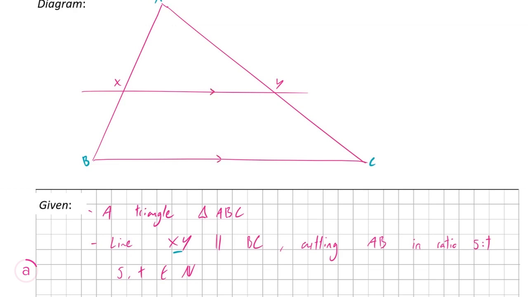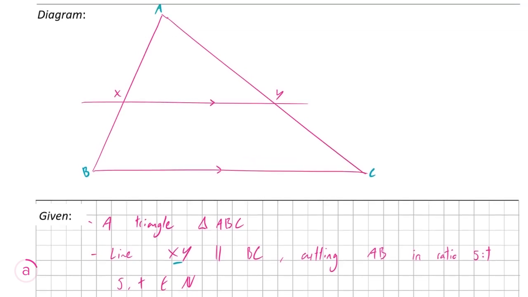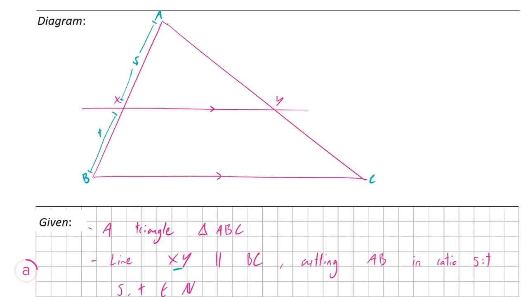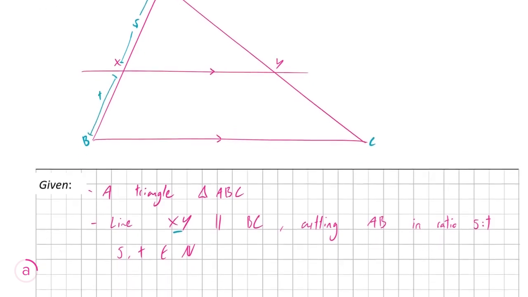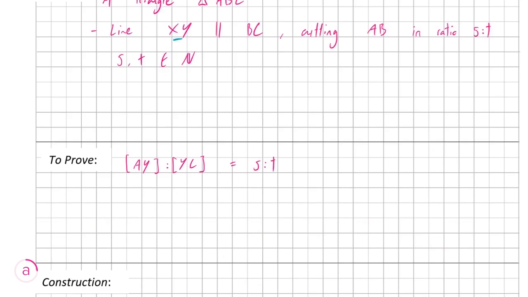And we're told that XY cuts AB, which is the left side of our triangle, in the ratio S is to T. So another way to interpret this is to say that the length of AX is S, and the length of XB is T. And that's all the information we have right now. So we're just going to move on to writing down what we've got to prove, which is that AY is to YC is actually the same as S to T as a ratio.